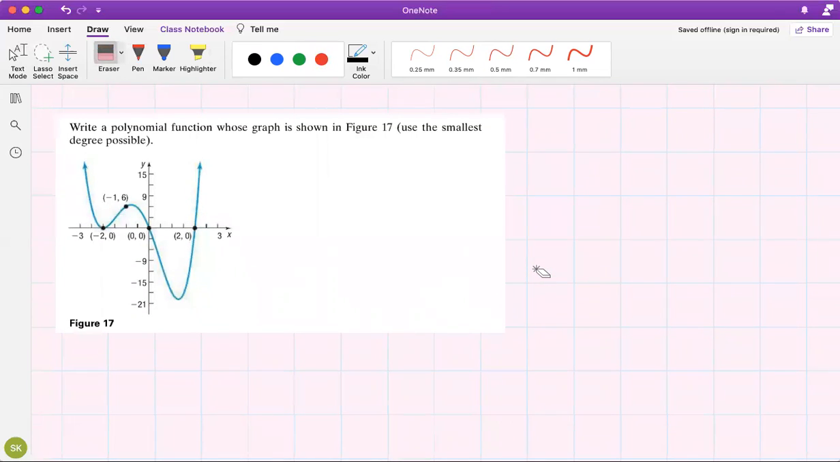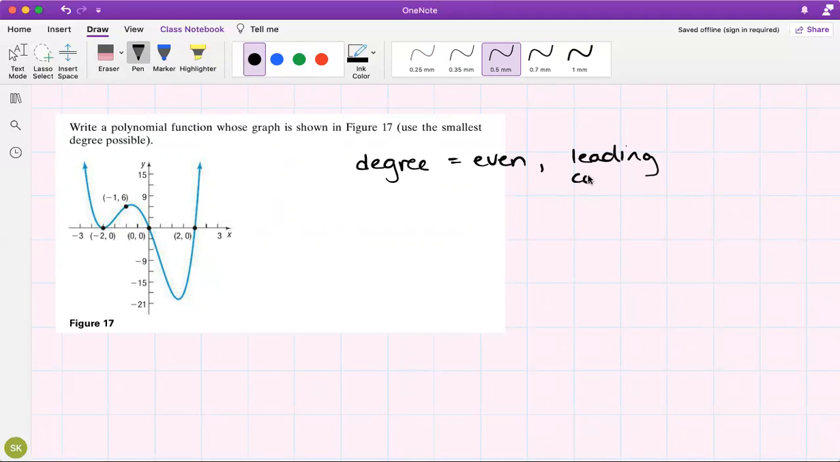All right, here I have a graph of a polynomial function, and I want to write a polynomial function whose graph is shown. So we're just trying to come up with a potential function that would fit this graph. Let's see if we can do that. Some things to notice: we're pointing upwards on the ends. So the degree of the function we're going to come up with has to be even, and the leading coefficient has to be positive. It's got to be bigger than 0 in order to get something that looks like that.